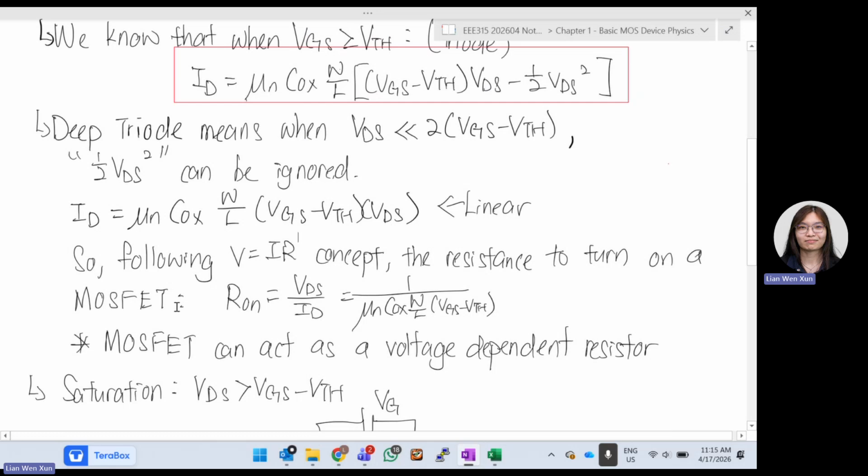Just to let you know, in conclusion, this transistor can act as a voltage dependent resistor. Why do we say so? When we increase our VGS, the whole resistance drops. The resistance is proportional to 1 over (VGS minus VTH), so it will drop. So we use voltage to control the resistance of this device.